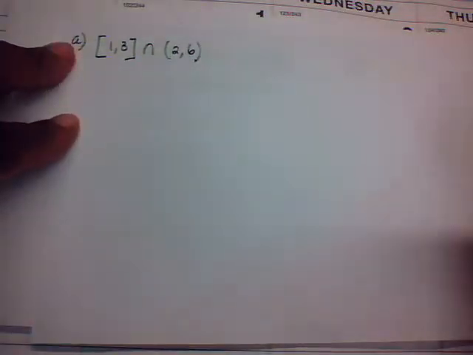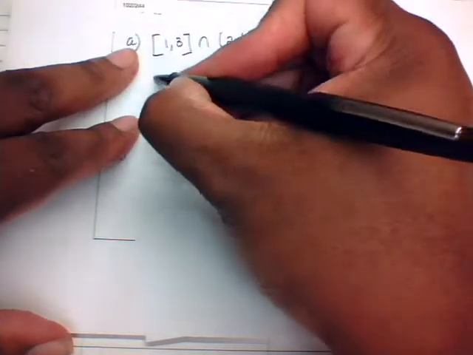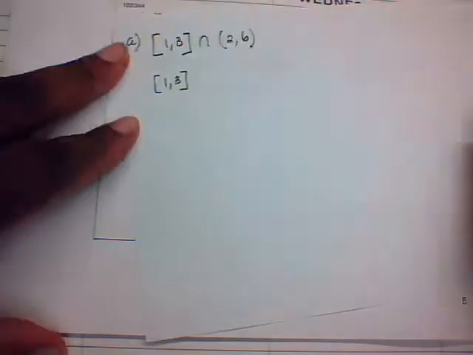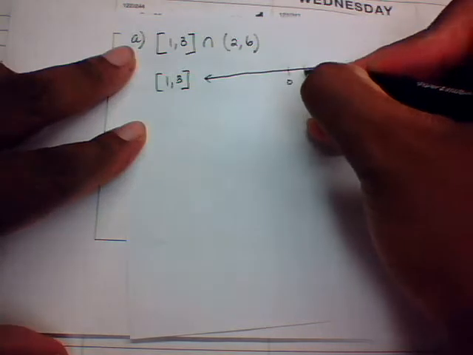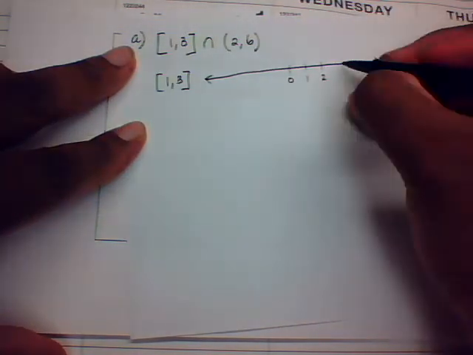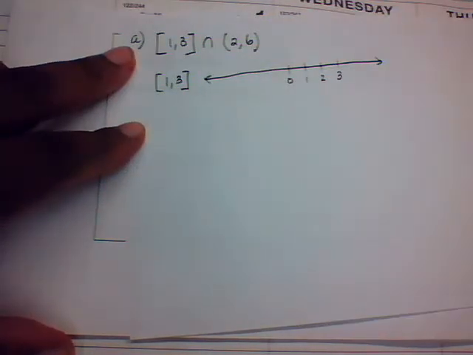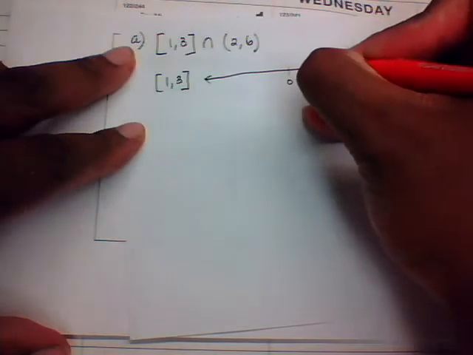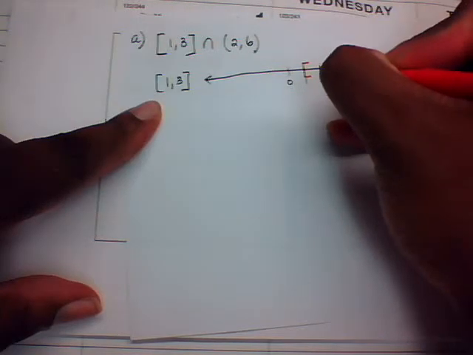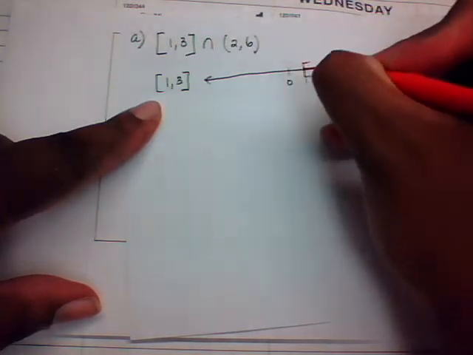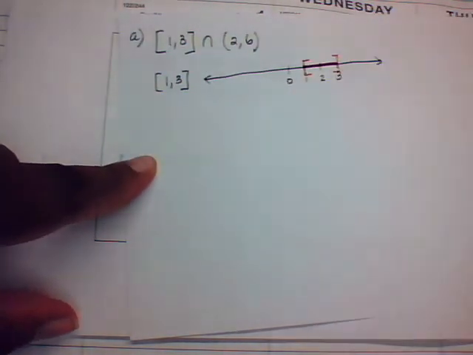Let's graph each one of these individually and see what they look like. For [1, 3], we're going to draw a number line. In this case, we're going to use the left bracket at 1 because of the bracket here. And the 3 has a bracket as well, so we use a right bracket here. And we're going to shade in between to show that all of the numbers between 1 and 3 are included.